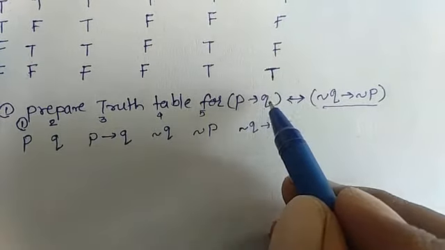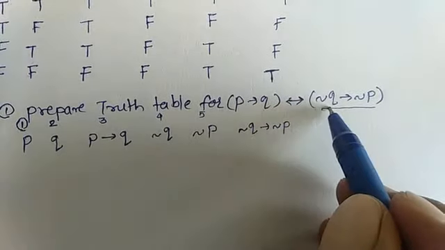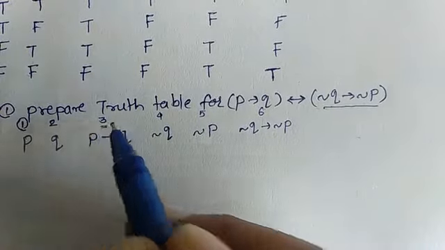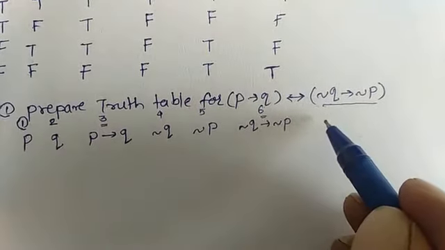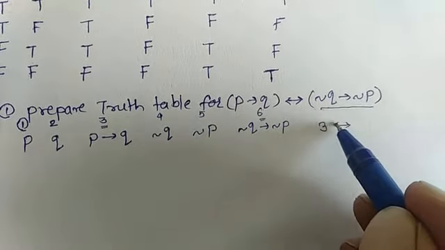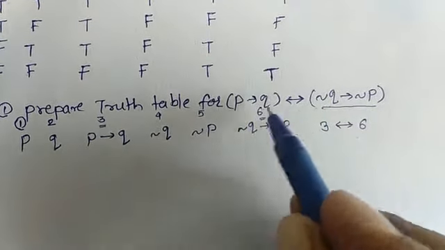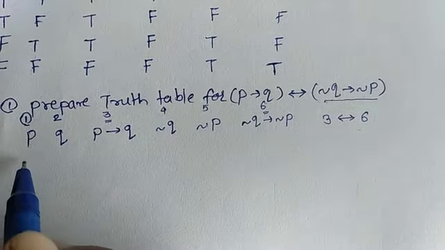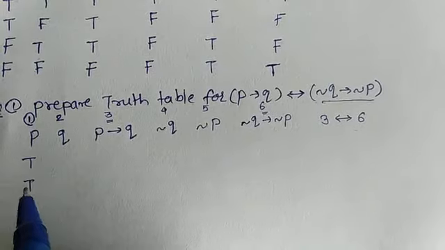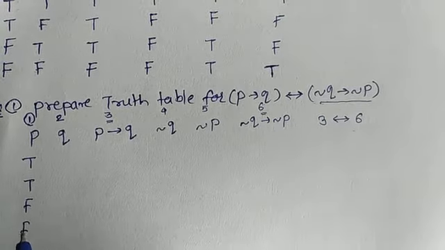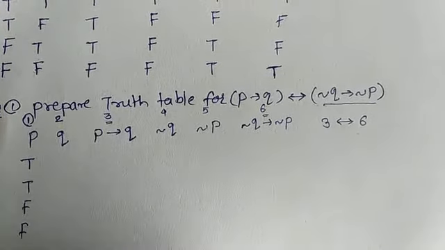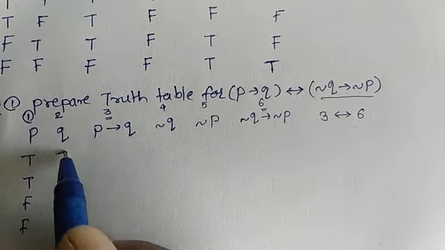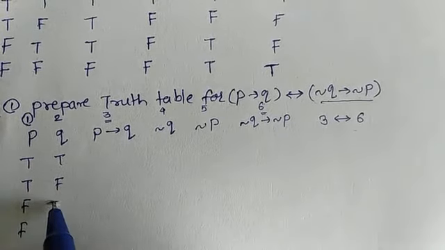Now we have to find the biconditional of these two. That means we have to find the biconditional of column number 3 and column number 6. That means you write here 3 implies and implied by 6. So this total proposition is now completed. Now you write the first column as true, true, false, false, which is the standard form. You have to write this format only. Next, in Q it will be T, F, T, F.